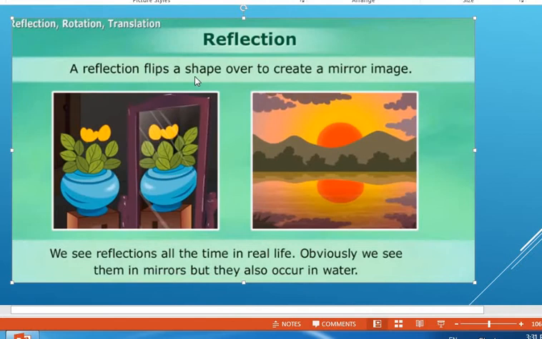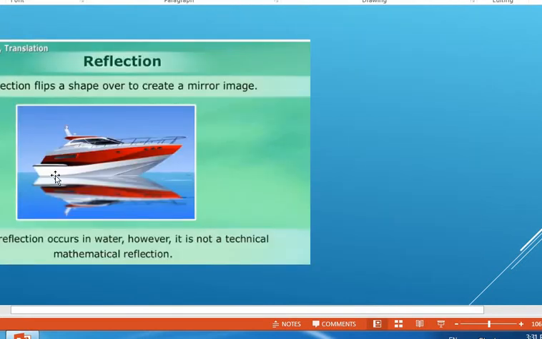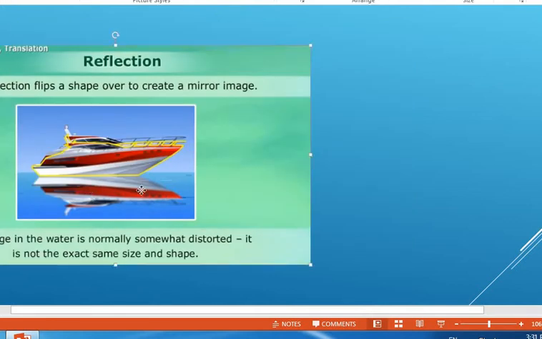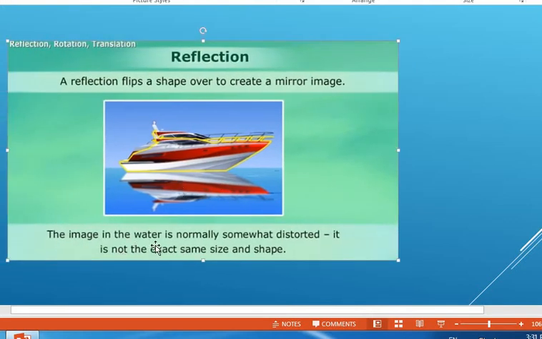A reflection flips a shape over to create a mirror image. We see reflections all the time in real life. Obviously, we see them in mirrors, but they also occur in water. I have here a reflection occurring in water. However, it's not a technical mathematical reflection. The image in water is normally somewhat distorted. It's not the exact same size and shape.